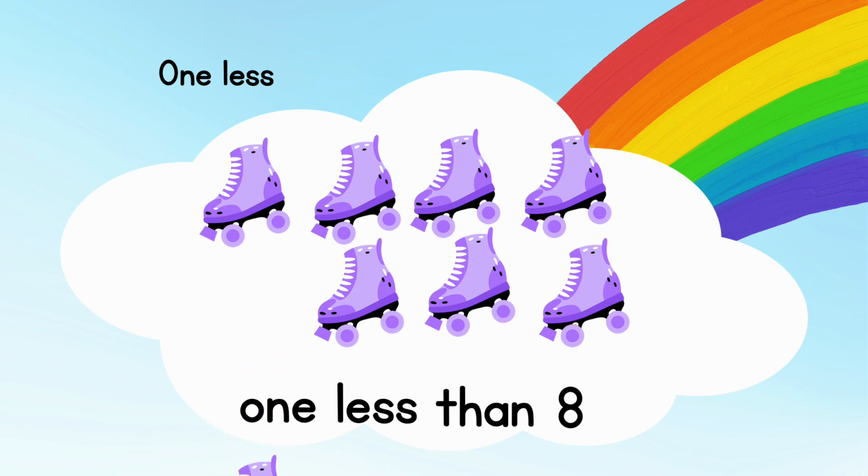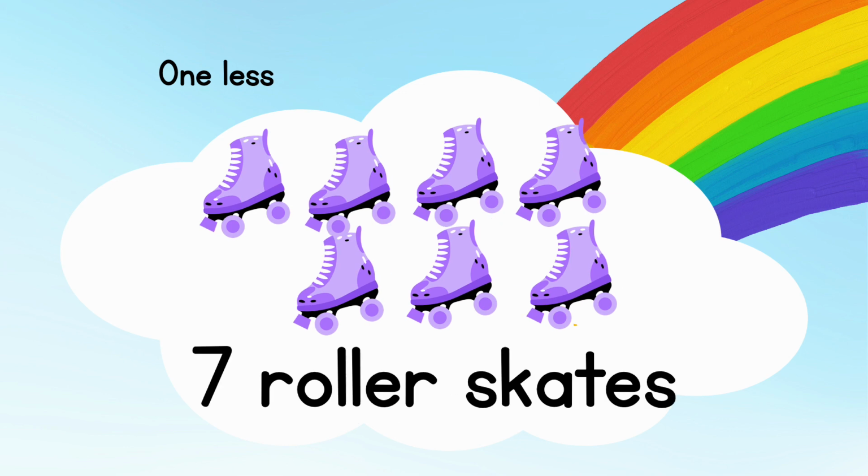1 less than 8 is 7 roller skates. Let's check it. 1, 2, 3, 4, 5, 6, 7. 1 less than 8 is 7.